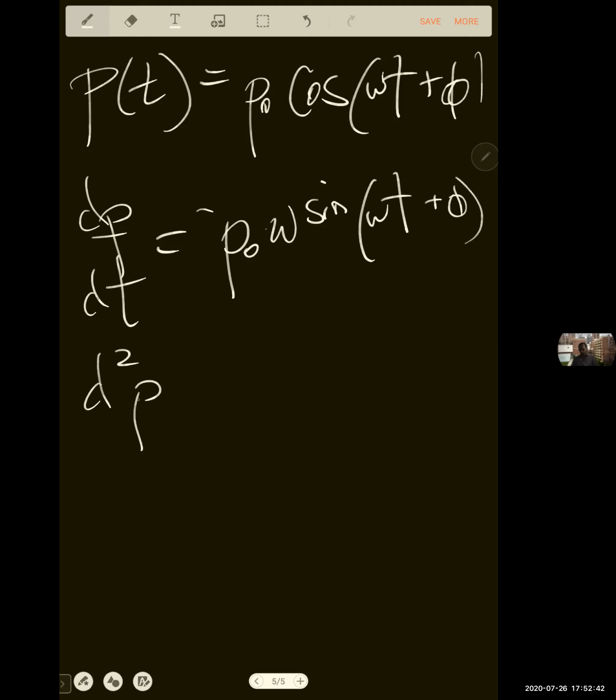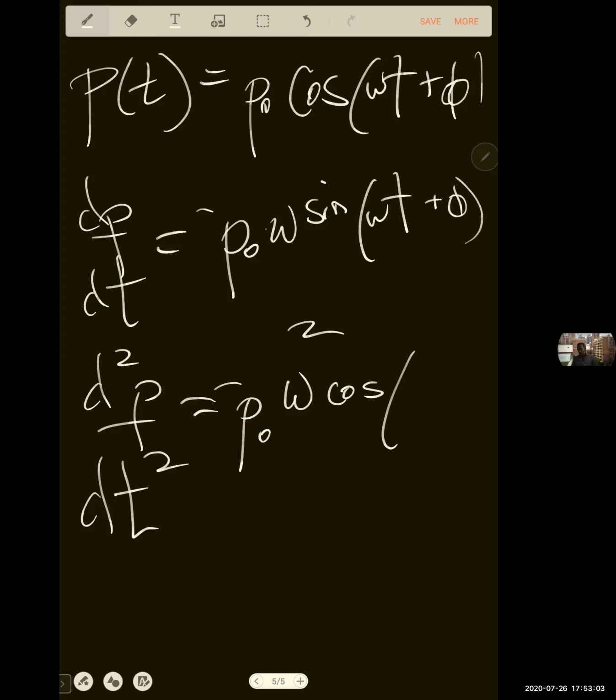Now we take another derivative, because it's all about checking the second derivative. All of physics is about second order differential equations, F equals ma, for example. So we do this again. The omega comes out again from chain rule. The negative sign doesn't flip because the derivative of sine is straight up cosine. So we get negative P naught omega squared cosine of omega t plus phi.